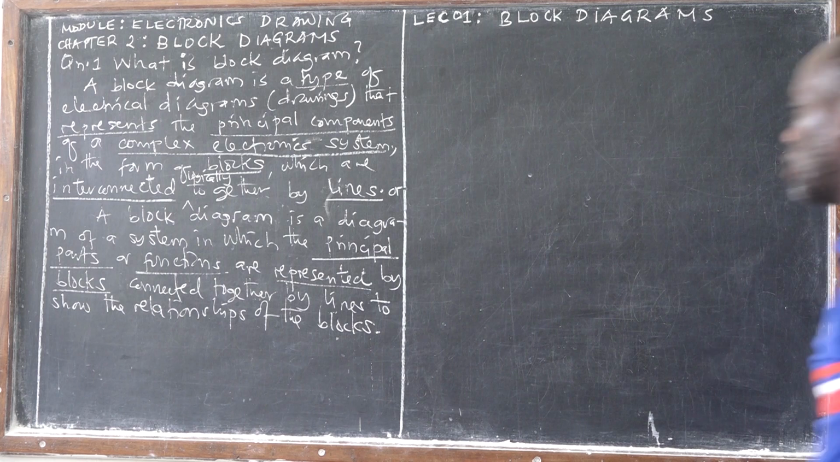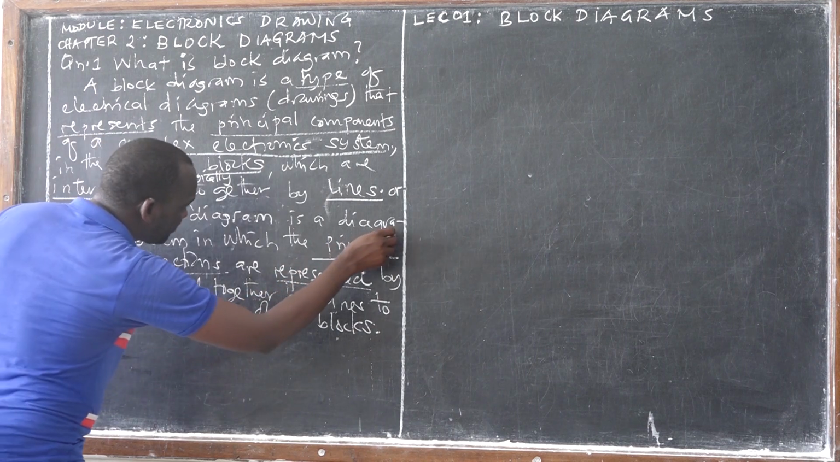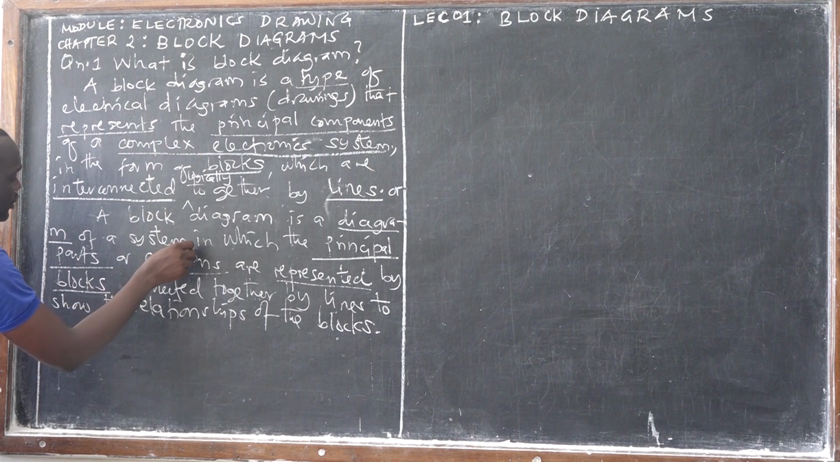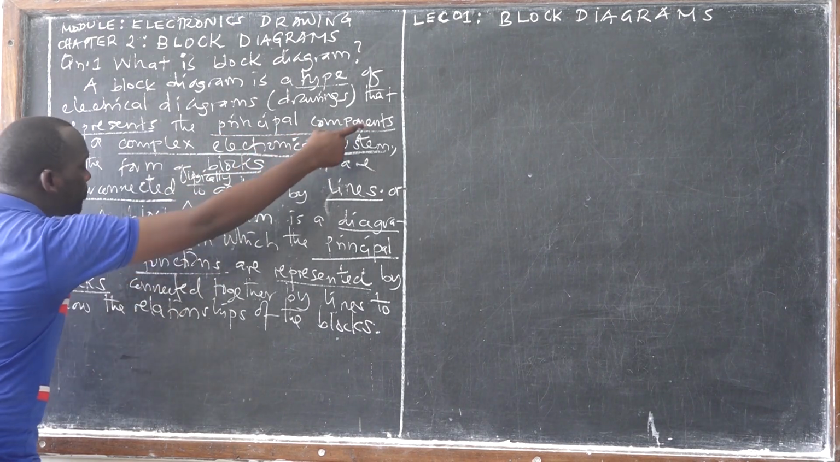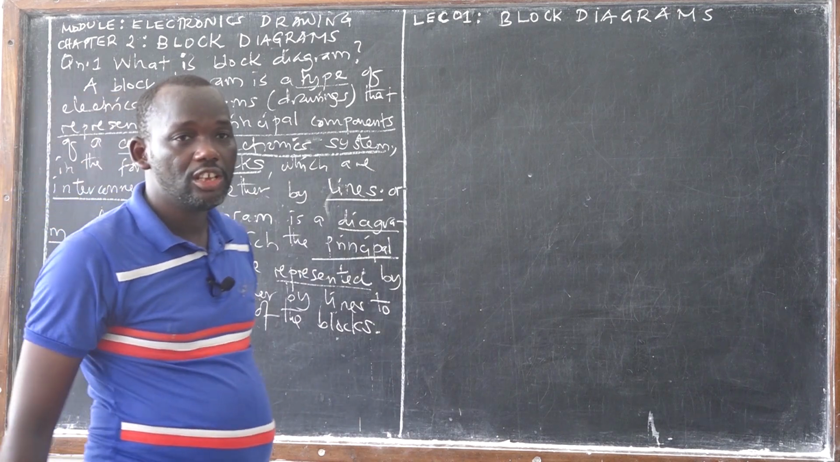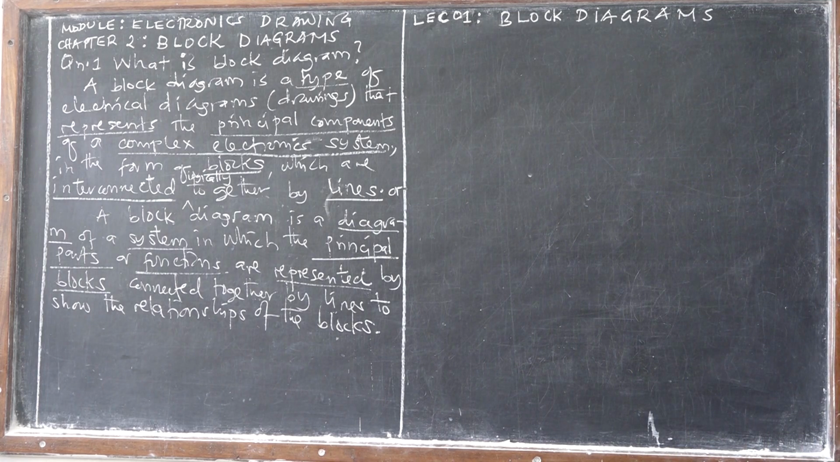So the second definition, stop writing, let us discuss the second definition. A block diagram is a diagram. First of all, it's a diagram. So it's a diagram of what? Of a particular system in which the principal parts, here we use the principal components. You may use the vocabulary of components or the parts, or the principal function or the function. So you see in the first definition, there is no this important term called the functions, because those blocks will be representing function executed by that complex system.